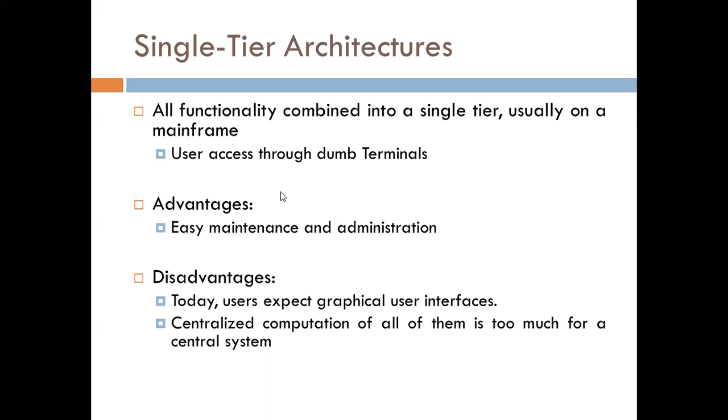Centralized computation of all of them is too much for a central system. More data, more complexity, and a single machine has to perform all those tasks. So that becomes quite complicated in a single tier architecture. Single tier architecture means the three functionalities, that is the application logic, presentation, and data management, are all in a single layer.